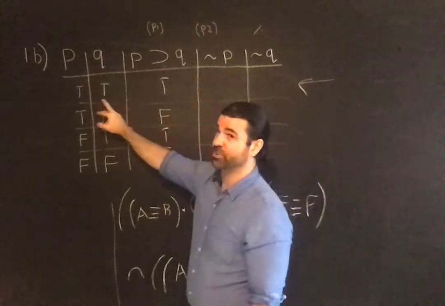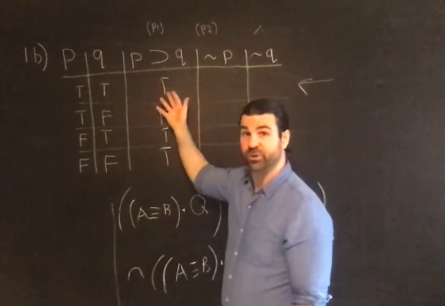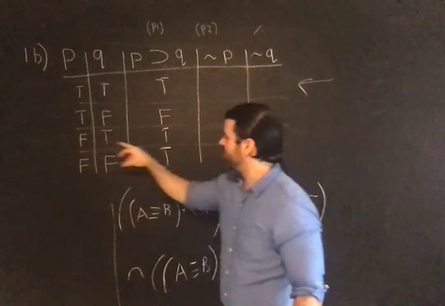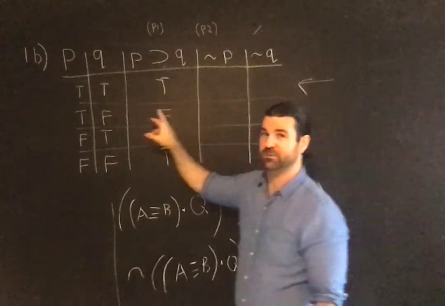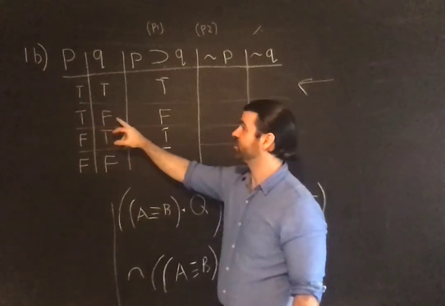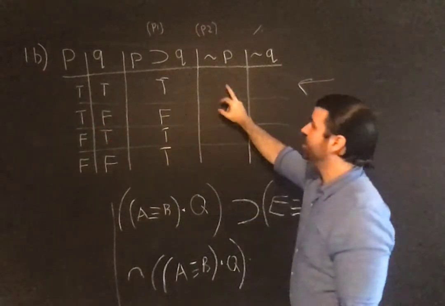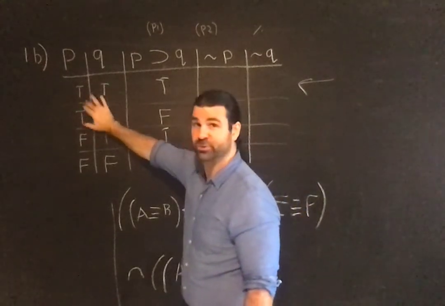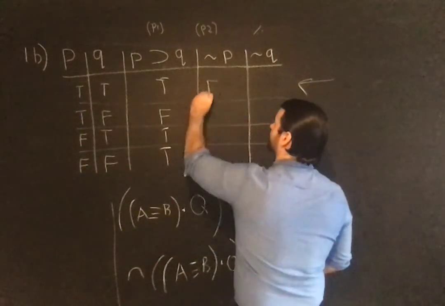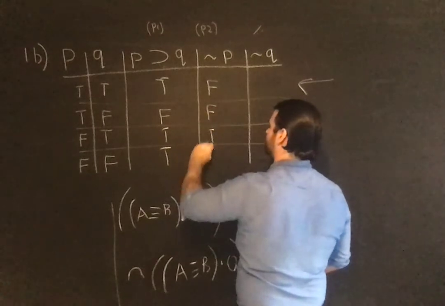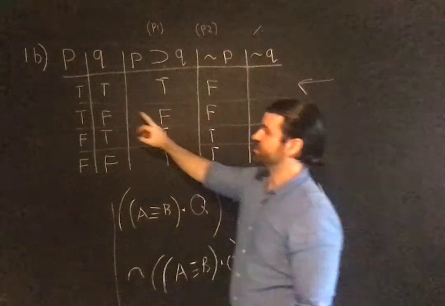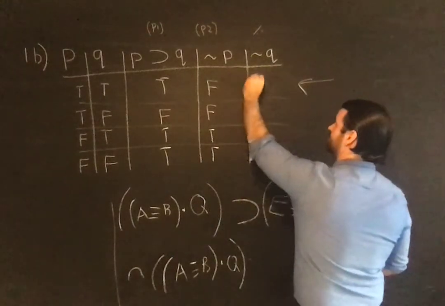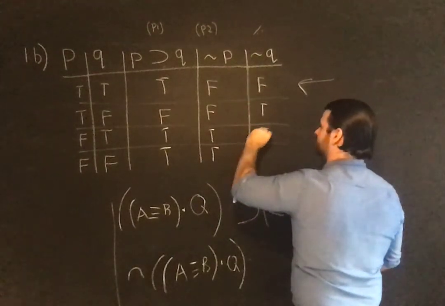That is, when P is true and Q is true, P hook Q is true, the conditional is true. The conditional is always true when the antecedent is false, so true here, true here. It's only false when the antecedent is true and the consequent is false. Not P is just the opposite of P. So looking at P, true, true, false, false becomes false, false, true, true. Not Q is just the opposite of Q. True, false becomes false, true, false, true.